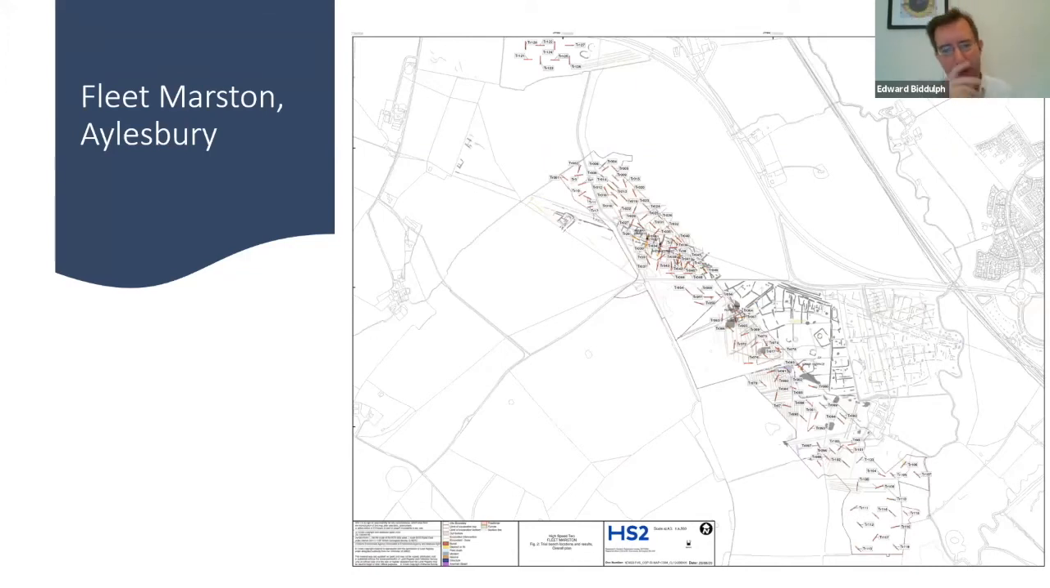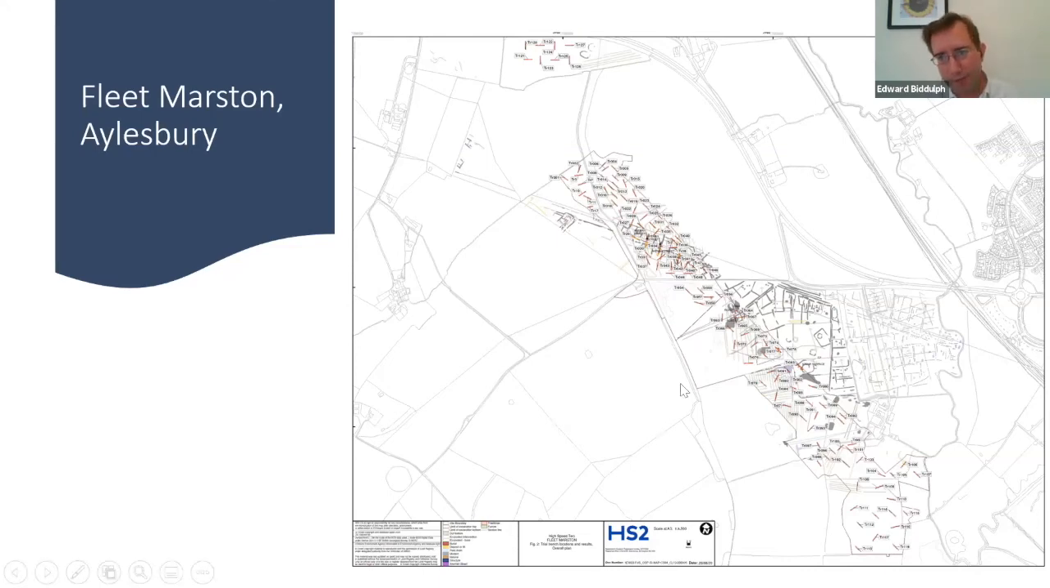Now, pretty much hot off the press. Another joint venture, COPA, which is Cotswold Archaeology and Oxford Archaeology. We've been working along HS2, under the management of Fusion, at the site of Fleet Marston, a Roman nucleated settlement, or in old money, small town.